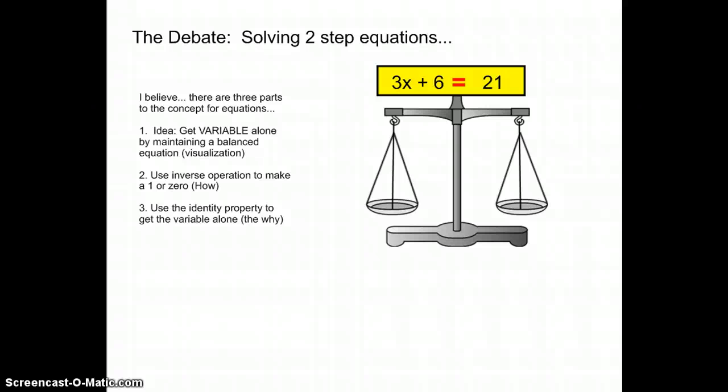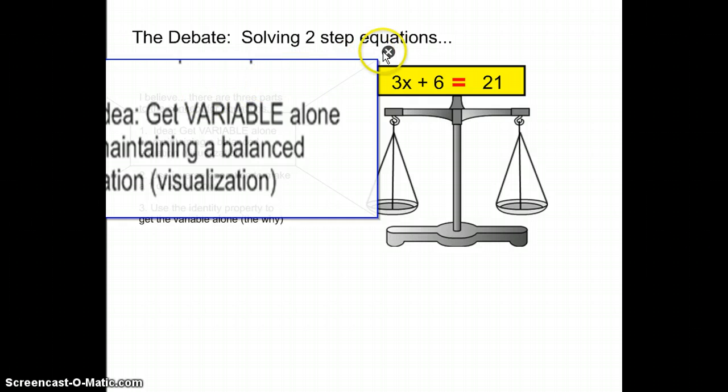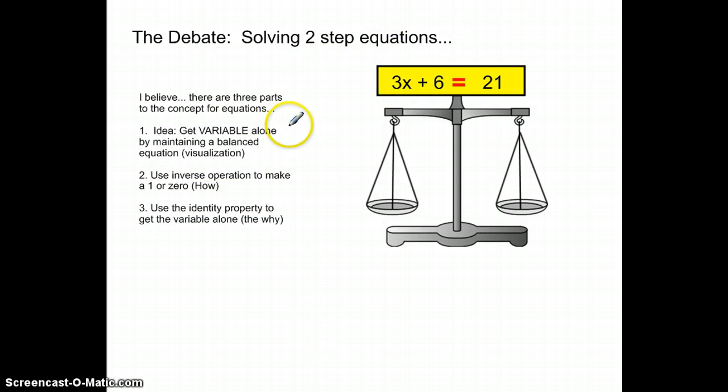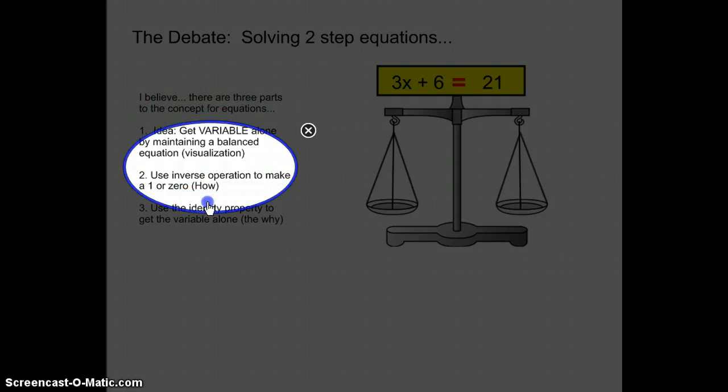So what I believe is that the concept for equations is a multi-part thing. The idea is 4 parts. So I think you need to get the variable alone. I wanted to use my spotlight tool. There we go. So the idea is to get the variable alone. This would maintain a balanced equation. Now this is just a visual, and I believe the concept in math especially has to be more than just a visual.